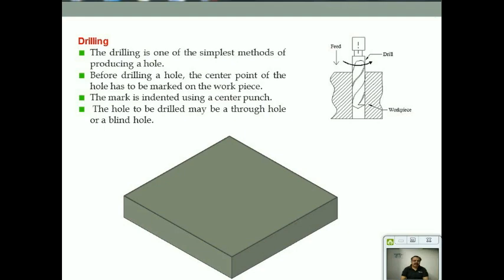Before drilling a hole, the center point of the hole has to be marked on the workpiece. The mark is indented using a center punch. This is done so that the tip of the twist drill can sit into the cone generated by the center punch. Otherwise, the twist drill starts wandering and we are not going to get the perfect hole. The hole drilled may be a through hole or it may be a blind hole. So let's see a small simulation which talks about all these steps.